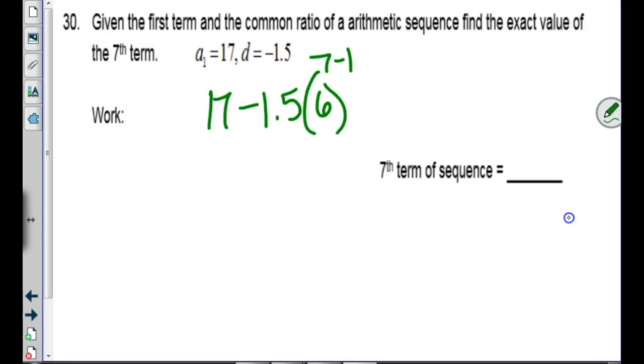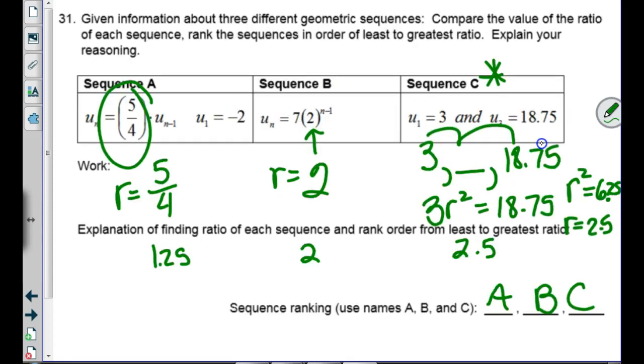Did you happen to type this one in? Anybody? What did you get here? No? 17. 6.5 is 9. I think it's 8, but I could be wrong. Just find the seventh term, right? It didn't want the sum.